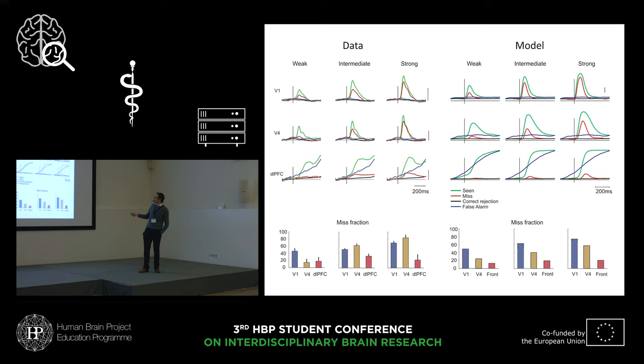This was for us, 4 years of hard work. And you see that the resemblance between the data and the model is quite amazing. Of course, in the model there are quite a number of parameters, maybe 20 or so, because we have all the connectivities between the areas, but we didn't really tweak it too much. So this was relatively easy to obtain in the model.